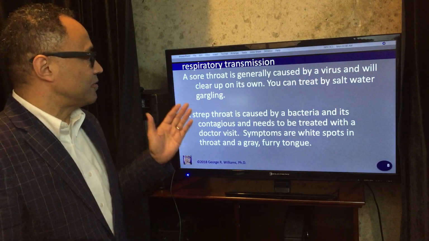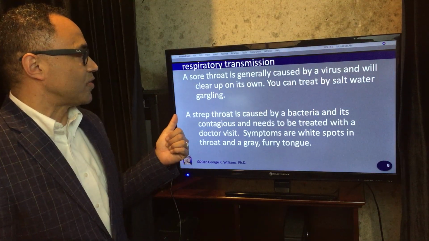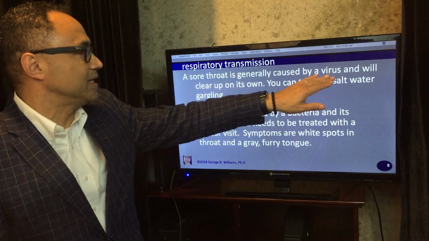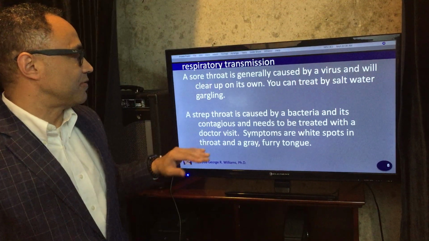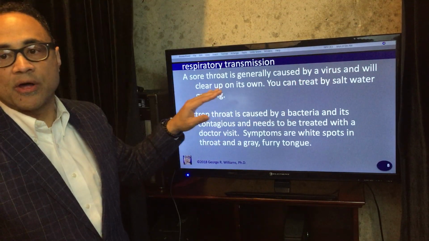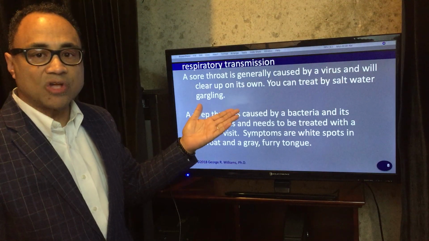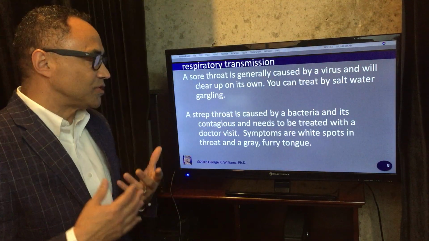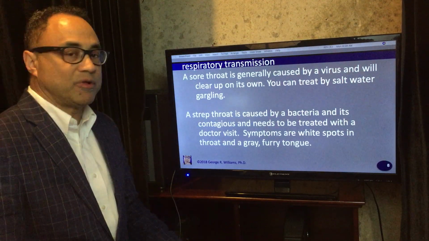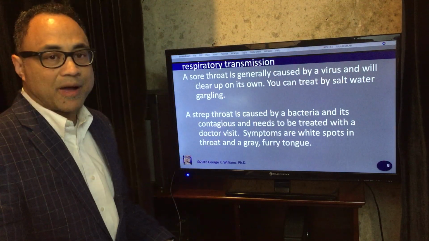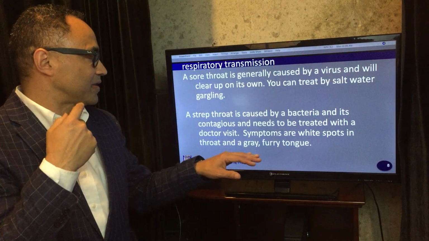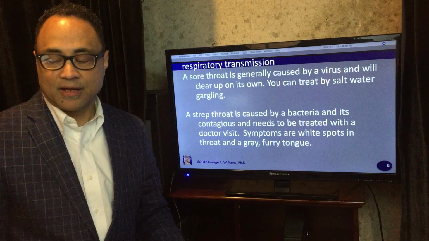Another respiratory transmission would be a sore throat. And a sore throat is generally caused by a virus. So that's the key distinction between a sore throat and a strep throat. A sore throat is caused by a virus, and it'll clear up on its own. You can treat it by salt water and gargling, while a strep throat is caused by bacteria, and it needs to be treated with a doctor visit, usually treated by antibiotics. And the symptoms for the strep throat are white spots in the back of the throat or a gray furry tongue.